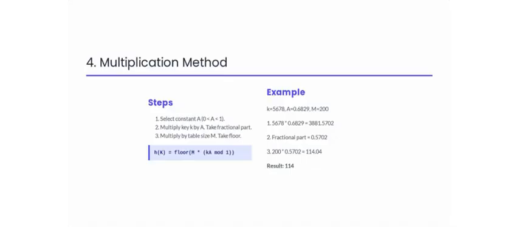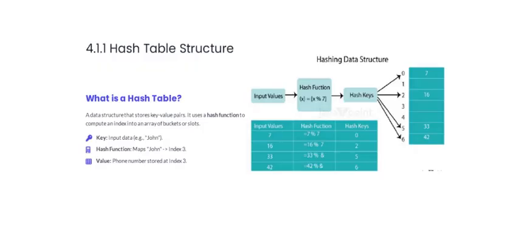So those are the methods for finding the hash values. And here we can see how to create the hash table structure. What is a hash table? A hash table is a data structure that stores key value pairs. So this is the hash table.